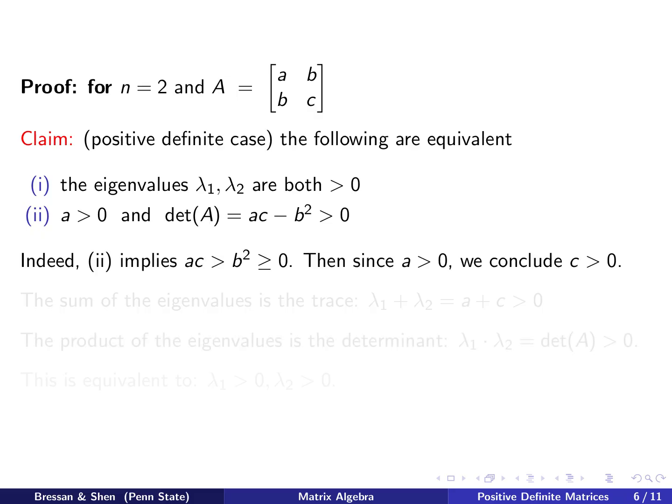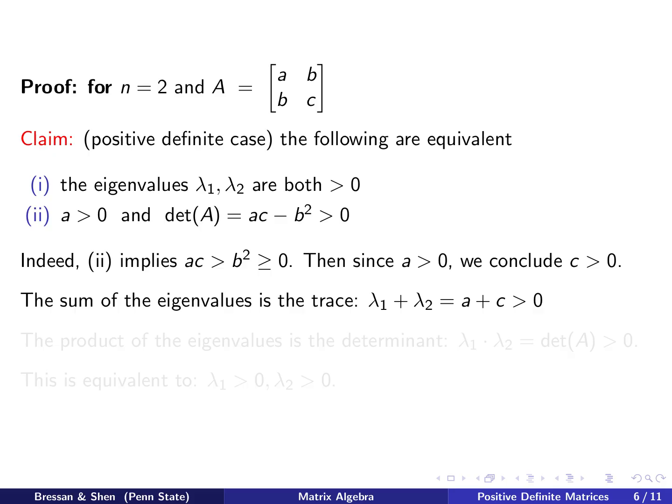Let's now try to have a short, half-page proof. So we see that in condition 2 here, you would have AC strictly bigger than B squared, which is a non-negative quantity, so it's bigger than or equal to 0. And then, since we said A is bigger than 0, we can conclude that C is bigger than 0.